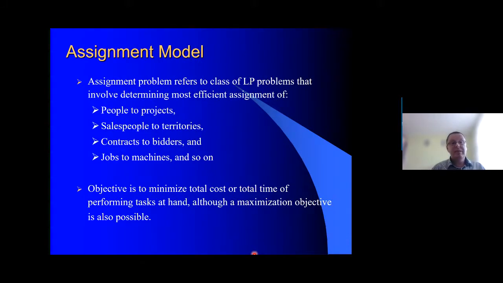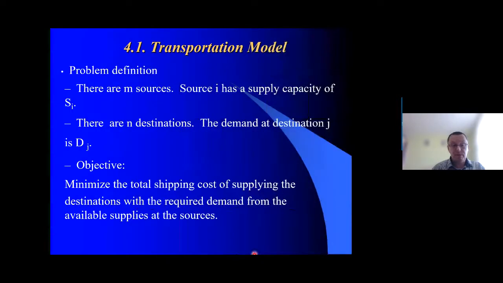An alternative task, which is covered by exactly the same mathematical model, is the assignment problem. It refers to a class of linear programming problems that involve determining the most efficient assignment of people to projects, sales people to territories, contracts to bidders, and jobs to mechanics, and so on. Students to classes, students and teachers to classes. It's also part of creating schedules in a university, creating working schedules or lists of duties, for example, in hospitals. So it's again an assignment model. And mathematically, they could be solved in the same way. The objective is to minimize the total cost or total time of performing the task at hand. A maximization objective is also possible.